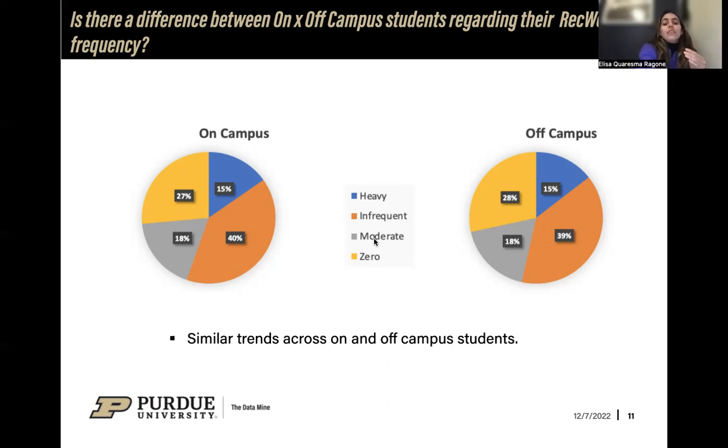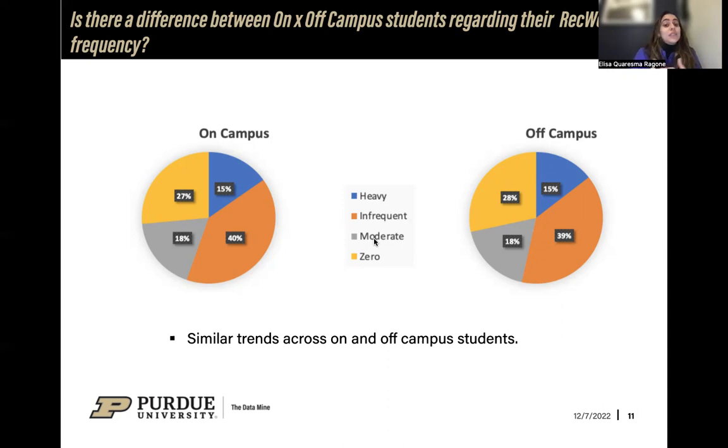So the data set would say whether a student was a heavy user or an infrequent user, moderate, or zero if that student didn't go to the co-rec at all during that year. And we also had access to the information as to whether the student lived on or off campus. And we combined these two variables.